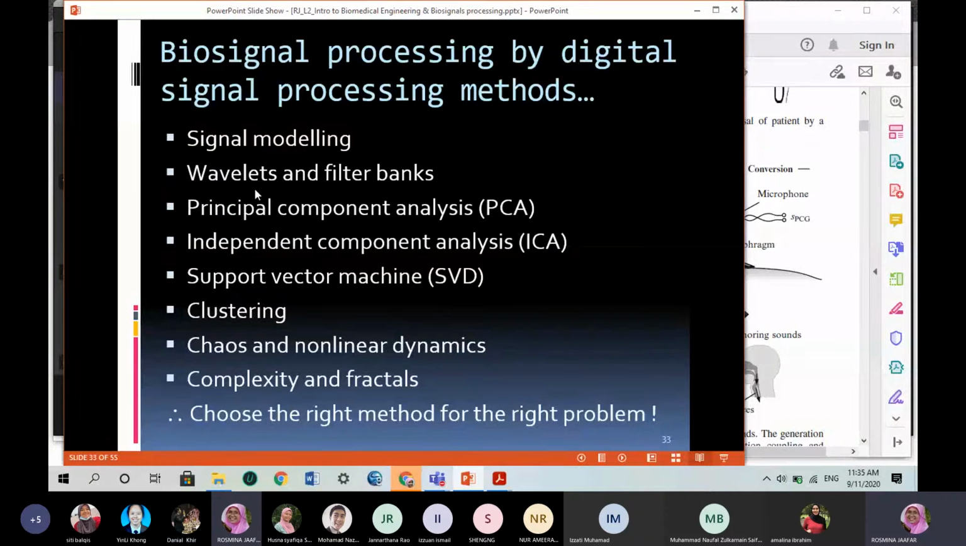Wavelet and filter banks. Wavelet is processing in the frequency domain. You can convert the signals into wavelet energy, and then you observe the signals. This can be done for any signals. Some people do wavelet signal processing on ECG signals, EEG signals also, and the PPG also. The principal component analysis is extracting the principal components from the signals.